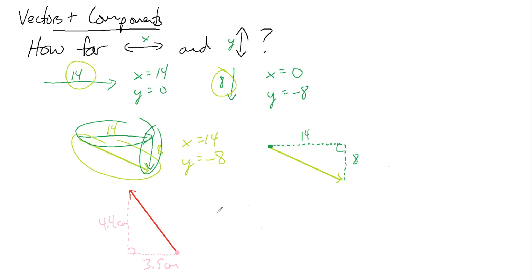So I measured it, and then for my x component, my y component, well, how far is it going sideways? Well, it's going 3.5 sideways, so 3.5. But since it's going left, that would be negative 3.5. My vector is going up, so my y component is 4.4, and I would leave it as positive because it's going up, and that's the basic idea behind it.